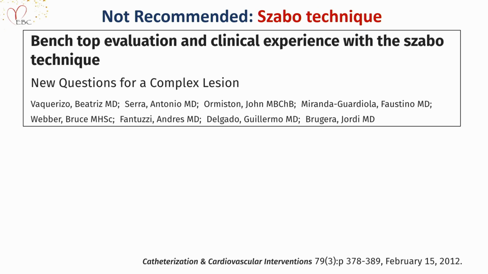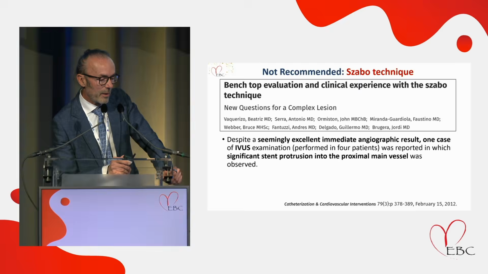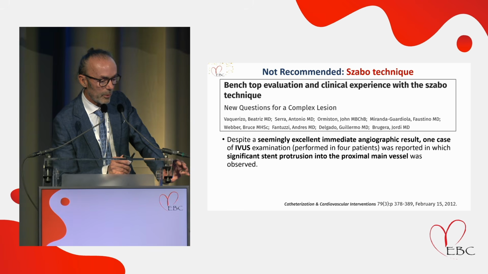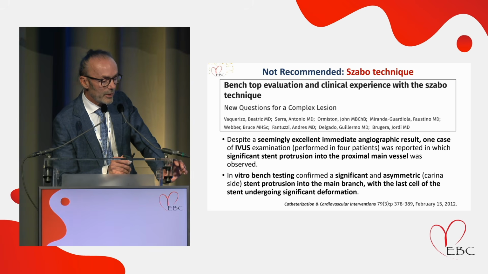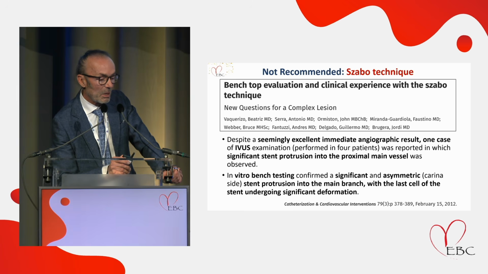Second is this paper by a group of Beatrice, and Ormiston was the bench testing, published in 2012. In this paper, despite seemingly excellent immediate angiographic result, one case of IVUS examination, which was performed in 4 patients, was reported in which significant stent protrusion into the proximal main was observed, and Ormiston in vitro bench testing confirmed a significant and asymmetric stent protrusion into the main branch with the last cell of the stent undergoing significant deformation. So in the last 10 years, I have never done this technique.